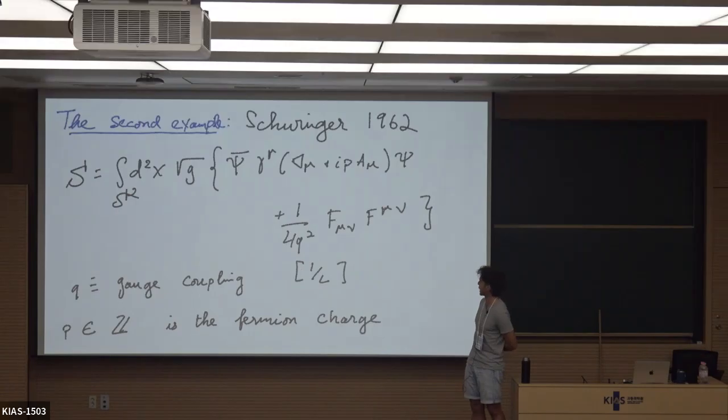And this number Q here is the gauge coupling. And the gauge coupling has dimensions of 1 over length. So this theory in the IR is strongly coupled.